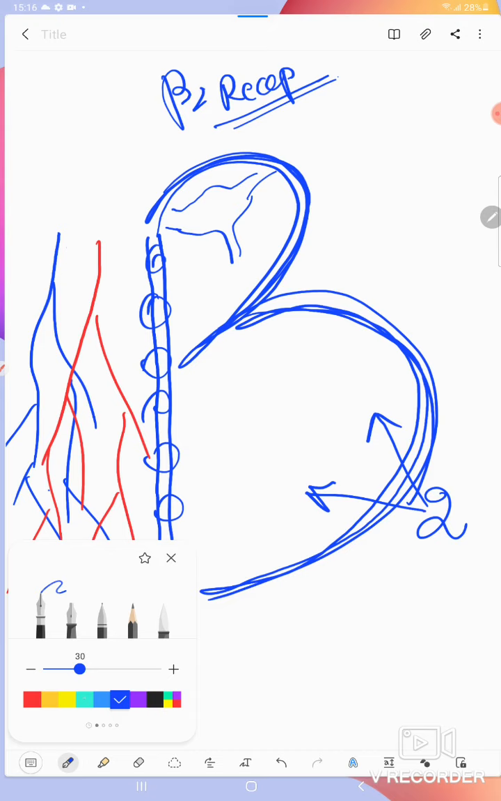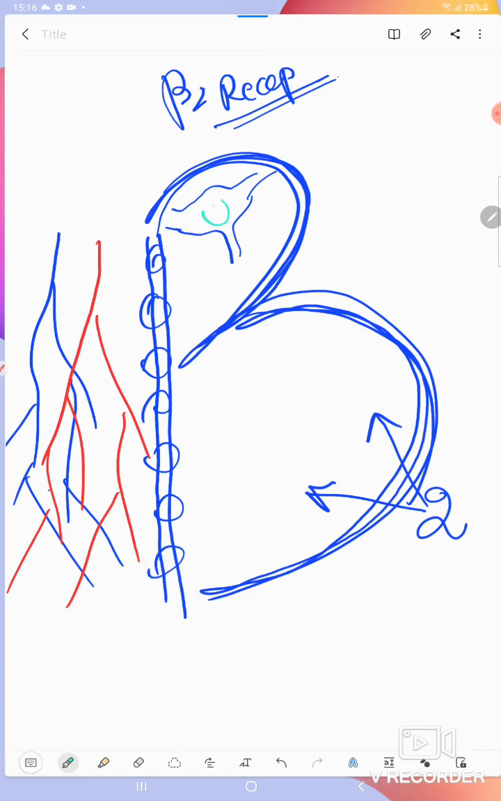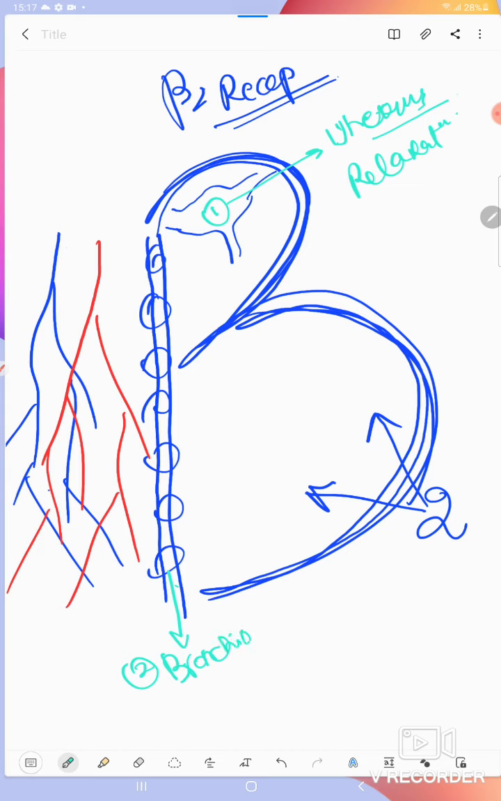The first is the uterus. What you have to remember in general is that beta 2 receptors basically lead to relaxation. So in the uterus, it will lead to relaxation of the uterus. Now the second place that you will have here is the bronchioles. Bronchioles are lined by smooth muscles, so it will lead to dilatation of the bronchioles.